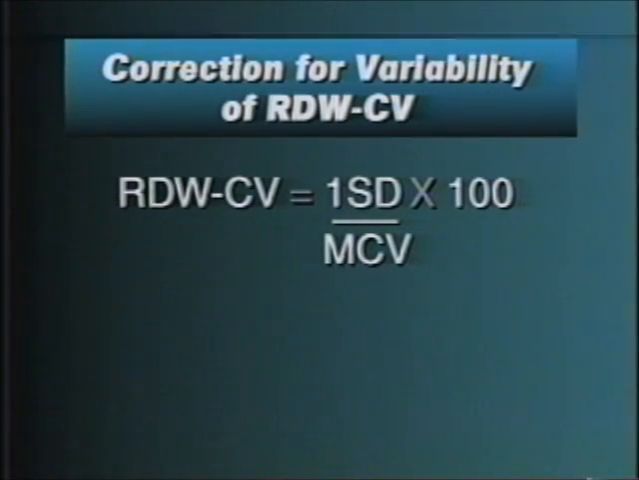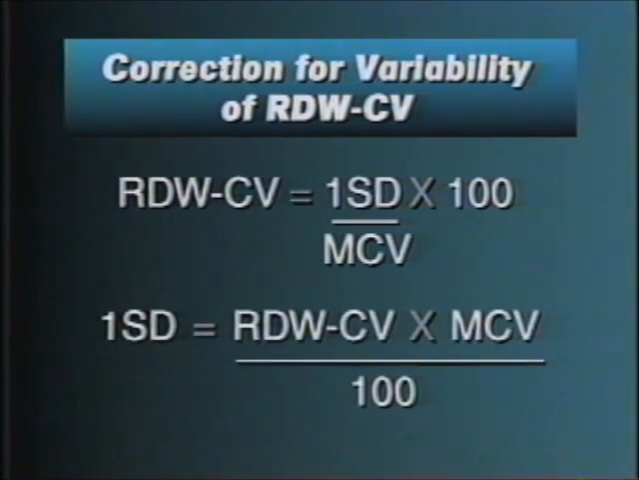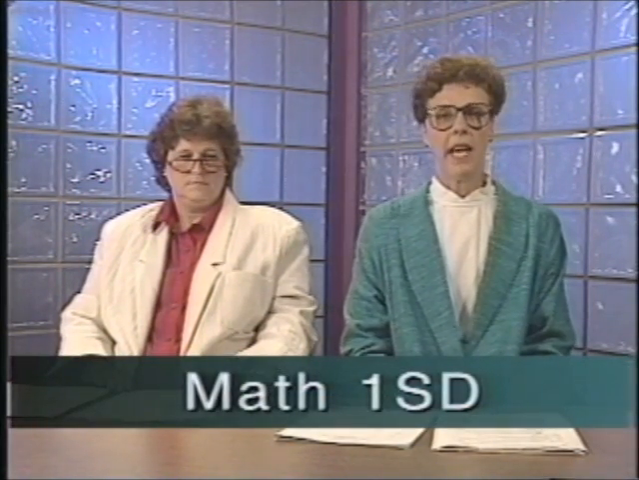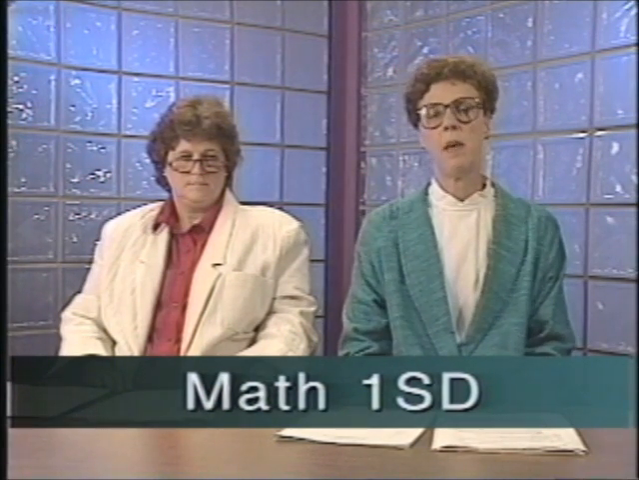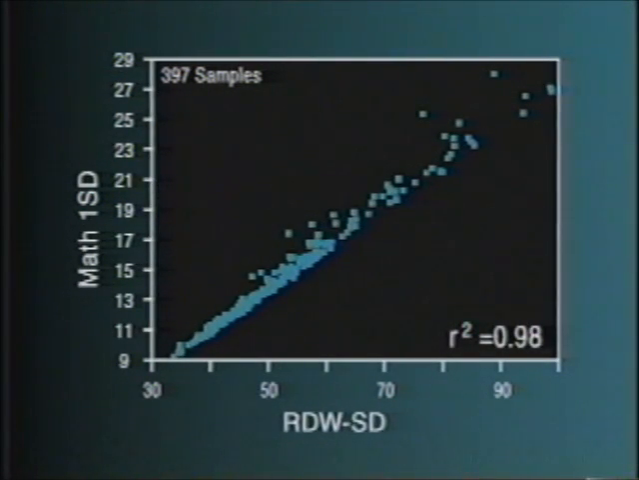Remember, that was the RDW-CV equals the 1SD divided by the MCV times 100. Well, all you have to do is shift things around, and you can come up with the 1SD measurement by saying 1SD equals the RDW-CV times the MCV divided by 100. We did this for all of the samples, and we came up with what that 1SD measure was. We had to come up with a name for it, and we refer to that as the Math 1SD. We then plotted that against the RDW-SD, and we found that there was very good correlation.